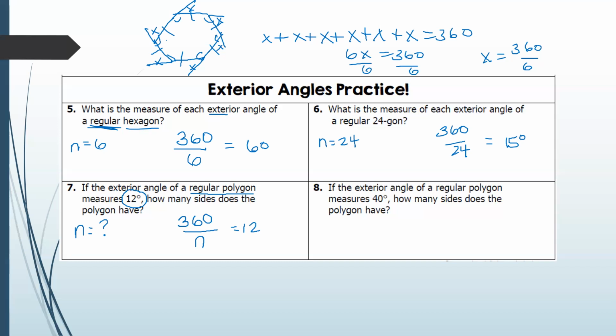Well, now we can solve for n. Personally, I like to put a 1 here so I can cross multiply. You don't have to do that. You can just multiply both sides by n and then divide by 12, whatever makes you happy. But I like to cross multiply.